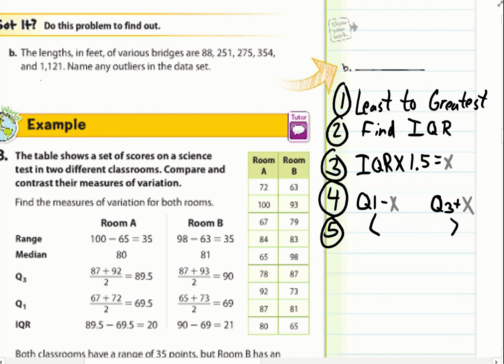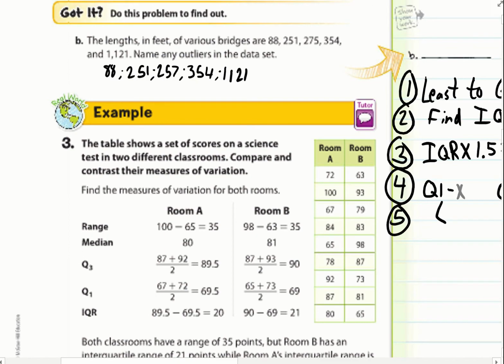So we have 88, 251, 257, 354, and 1,000. I'm going to make these semicolons because 1,121. That I'm not going to put a comma, that way it's a little bit easier to read. So my median is here. That's my number in the middle.